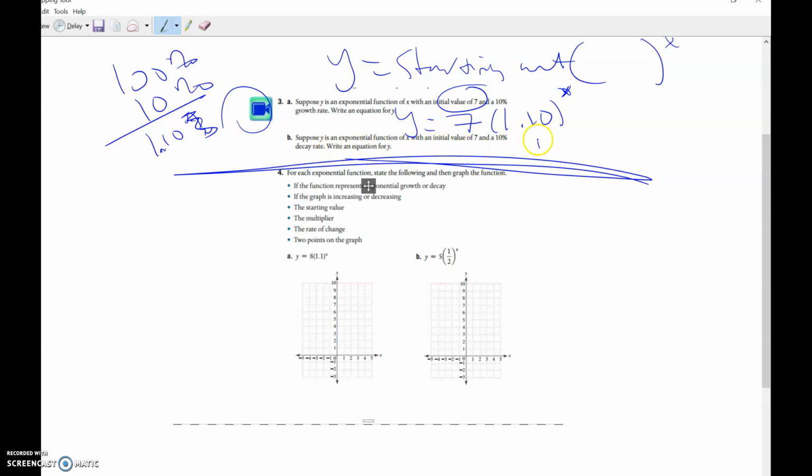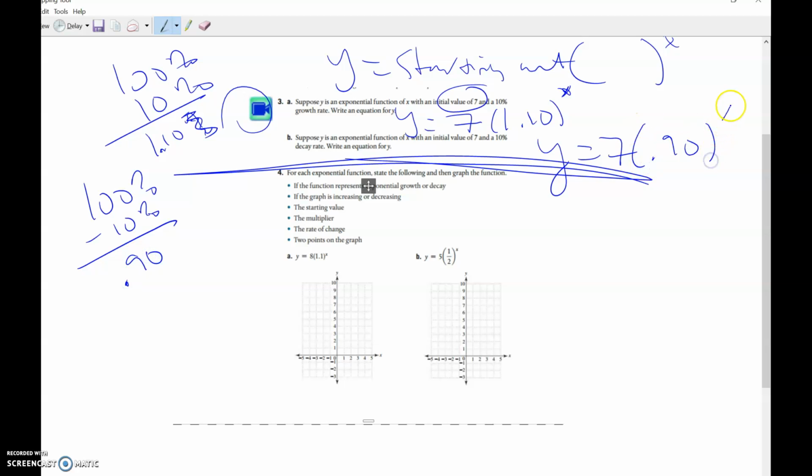Suppose an exponential function. Okay, I'm starting with 7, and I'm losing 10%, so that's 90%. That's 0.90 in decimal form, so my multiplier is 0.90. And then again, exponential. Linear is always in the form y equals mx plus b if you're going by a constant amount, like $10 every month or something like that. If it's a percent, it's going to be exponential, and it's going to look like that formula. All right, so go ahead and try to graph for A and B, and then we'll chat about those, and then we'll keep moving on.